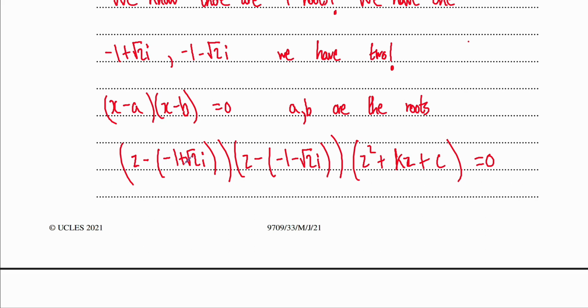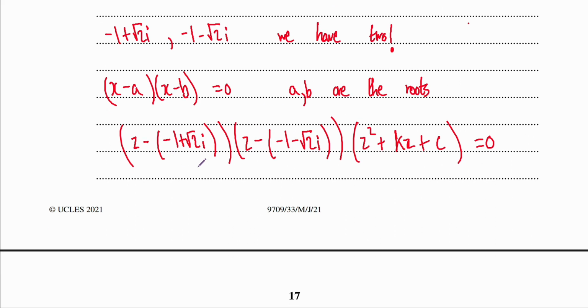Well, let's see what happens here, because this is looking very messy right now. So let's clean this up over here. I'm going to forget about all this for now. I'm going to write this out better. So we have z plus 1 minus root 2i, times z plus 1 plus root 2i. I'm just going to multiply this out for now, and we're going to forget about all this. So what do I have?